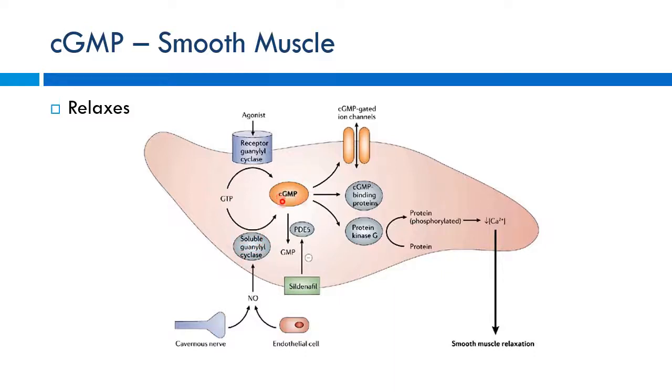That is then going to form cyclic GMP from GTP. And then what that can actually do is allow for some of these ion channels to open up. This may allow for calcium to flow out of the cell.